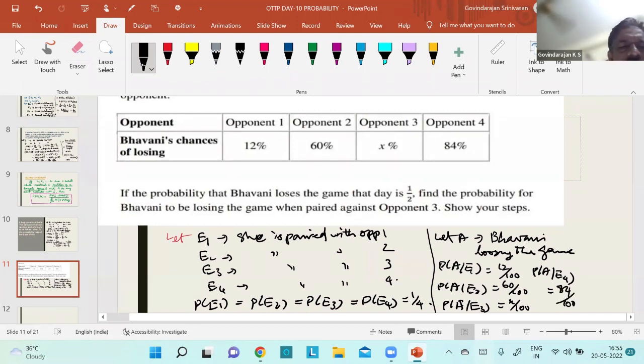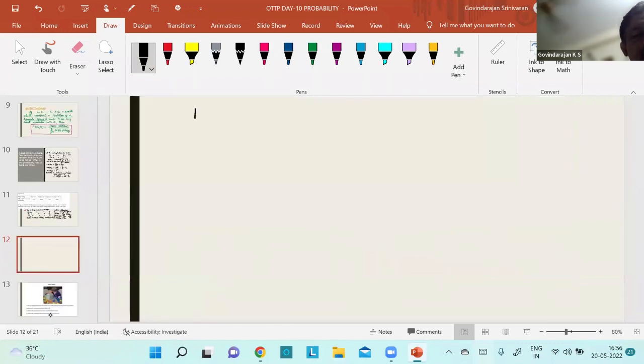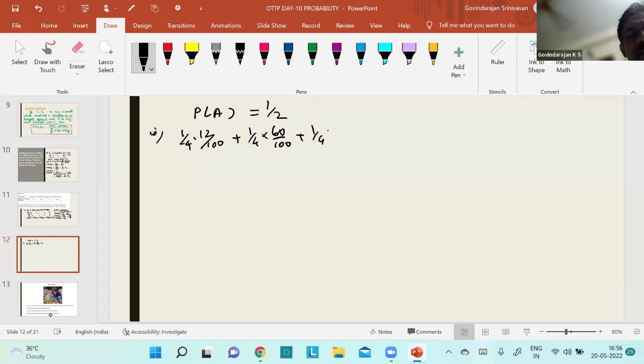Now, what is given is that the probability that Bhavani loses the game, the probability of A, is 1 by 2. That is, the probability of A is the probability of E1 into the probability of A given E1, 12 by 100, plus 1 by 4 into 60 by 100, plus 1 by 4 into X by 100, plus 1 by 4 into 84 by 100, is equal to 1 by 2. Given already, it is 1 by 2.